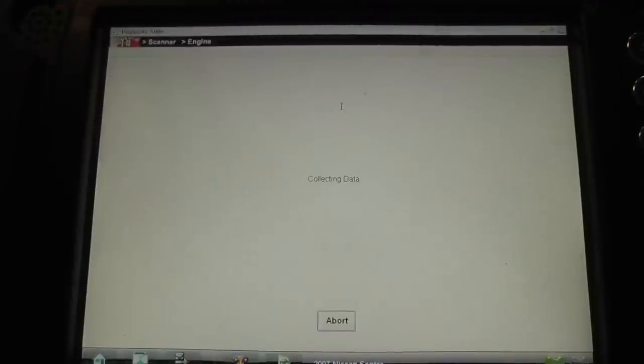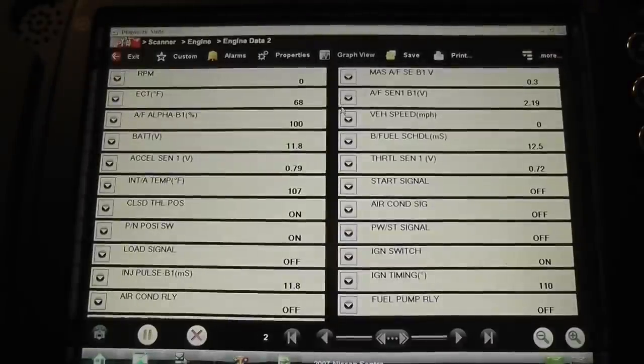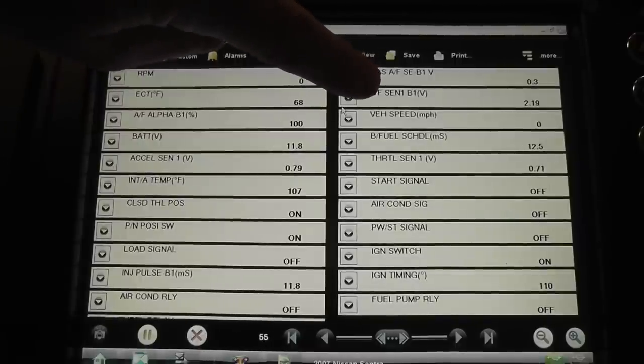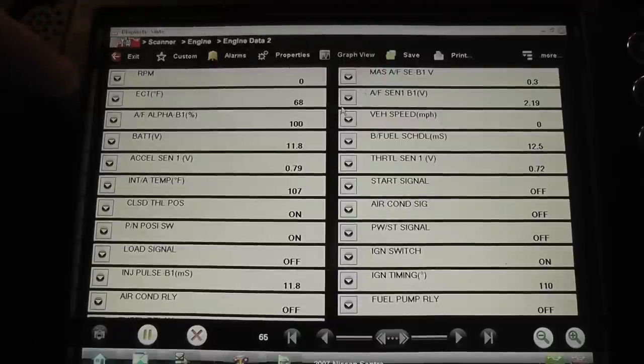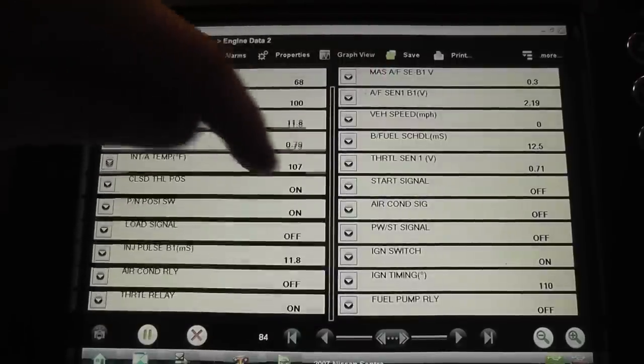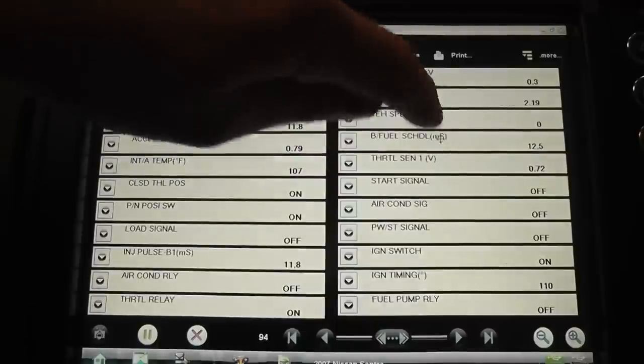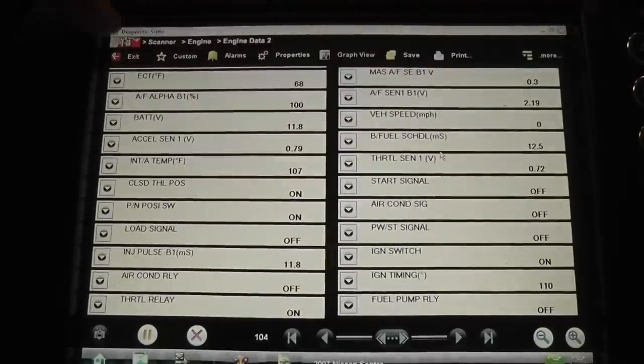But we have two other data lists, engine data 2. There was a heater, but that wasn't O2. It was like fan or something. Looking for O2 heater. See my AF Sense 1 right here. That's my voltage. That's the air fuel ratio sensor, wideband. I don't see a heater. That's the end of that one.